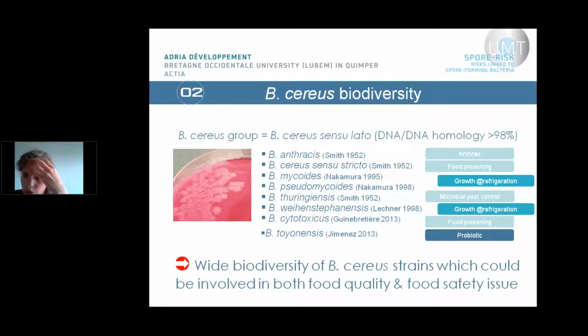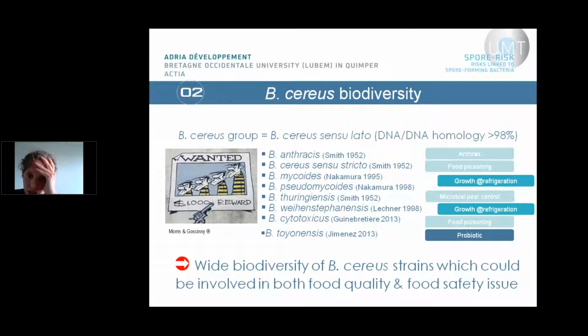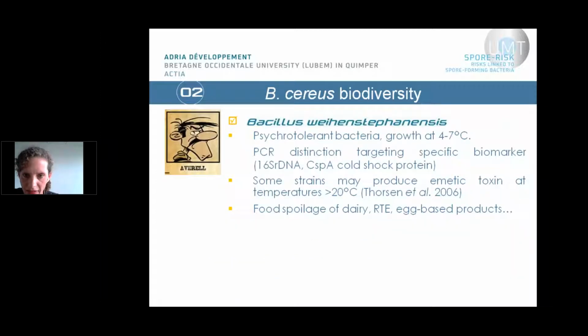So you see a wide biodiversity of Bacillus cereus, and they might be involved in both food quality and food safety issues. So if we draw the parallel with the Daltons, you know, these fictional outlaws, they have been created by Morris and Goscinny, and they appear regularly in the Lucky Luke comic books. I'm going to present each of these Daltons, and I will start with the least skillful Dalton, which is Averell, and I compare it with Bacillus weihenstephanensis, because it is not a big issue regarding food safety.